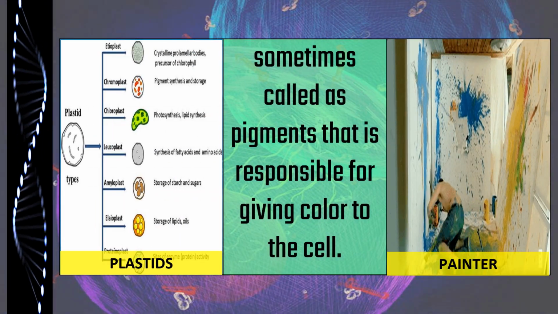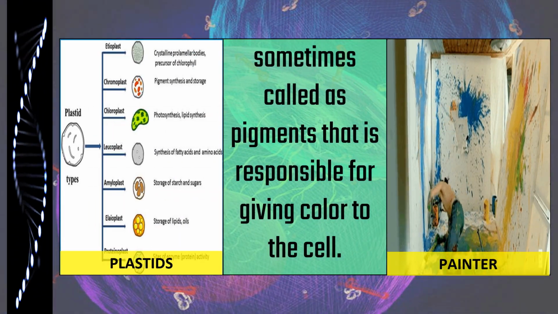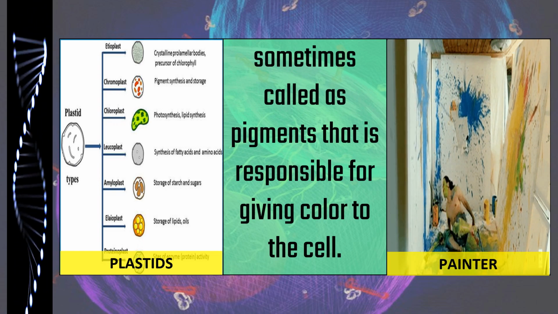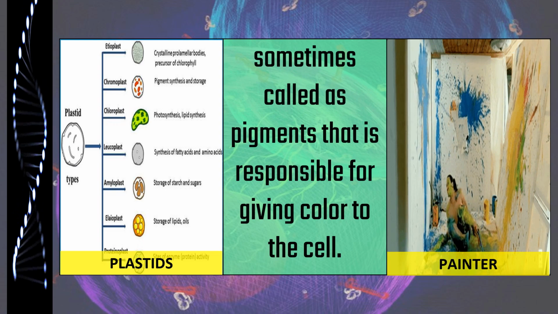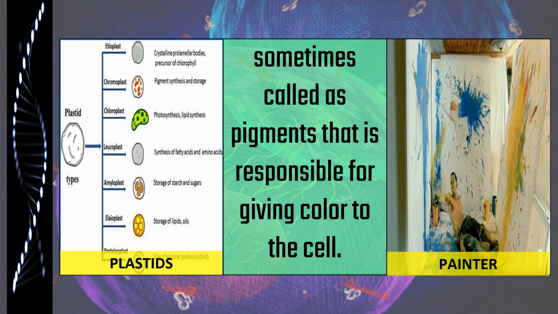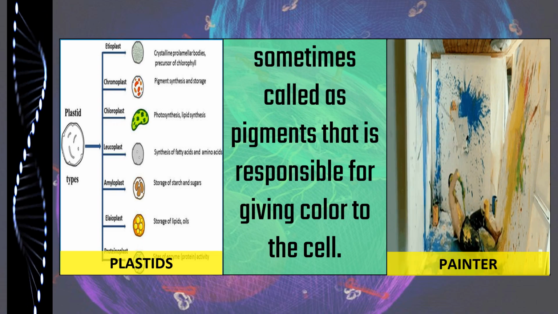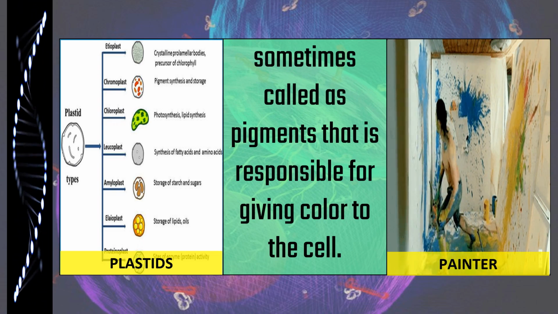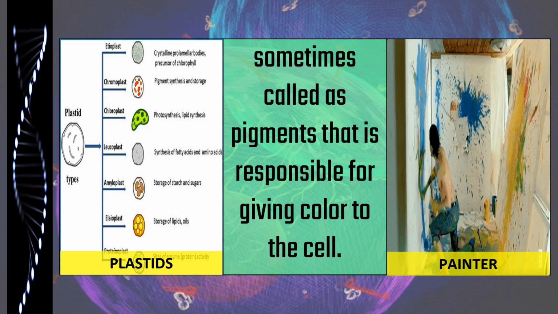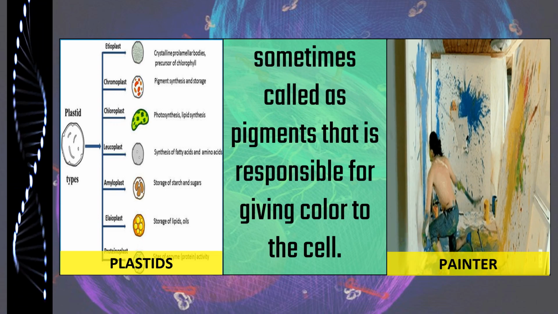In the case of plant cells, we have plastids, sometimes called pigments, that are responsible for giving color to the cell. These are like painters that color the cell. In prokaryotic cells, plastids are absent. But in the case of eukaryotic cells, specifically plant cells, plastids are always present.